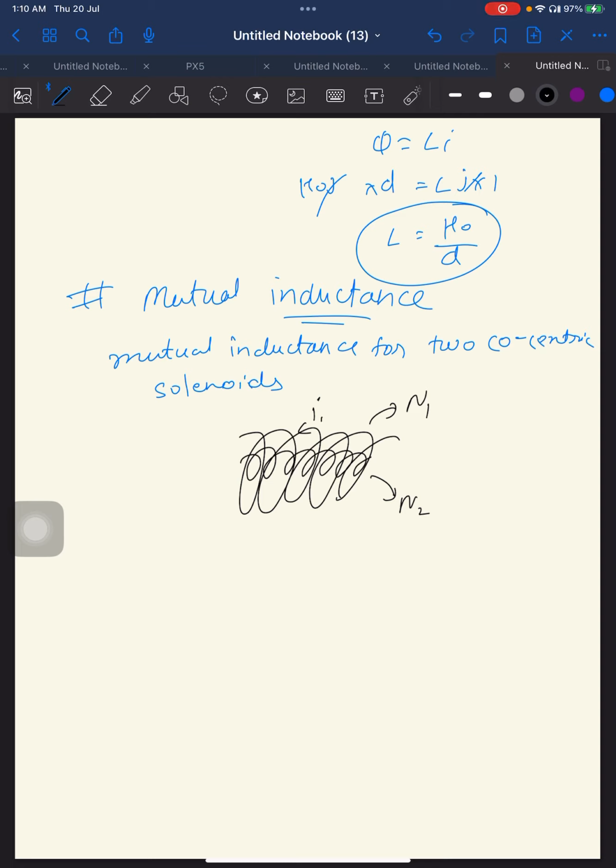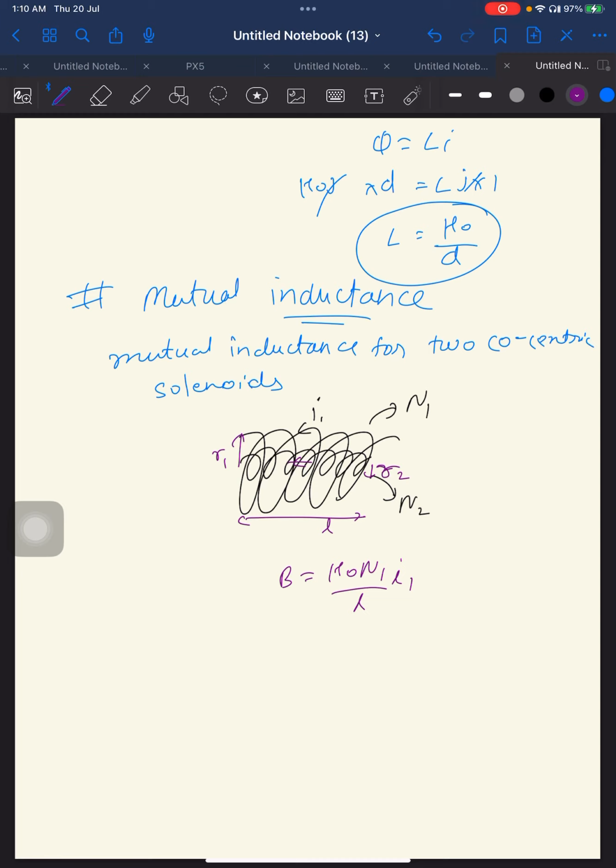So let's assume the radius is R1 for the bigger one and R2 for the smaller one. So what is the magnetic field inside the bigger solenoid? We know that if this length is L, the magnetic field B will be mu naught N1 by L into I1. That is the magnetic field because of the bigger solenoid.